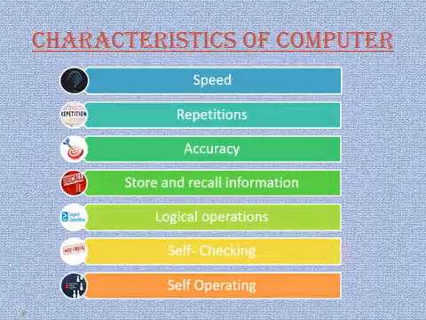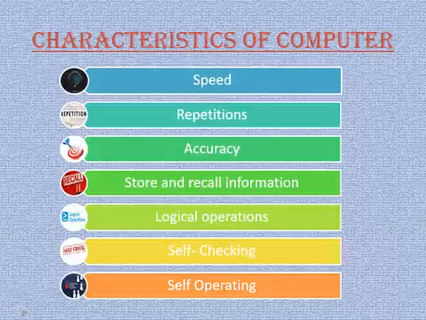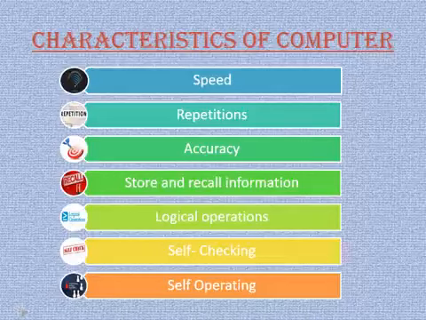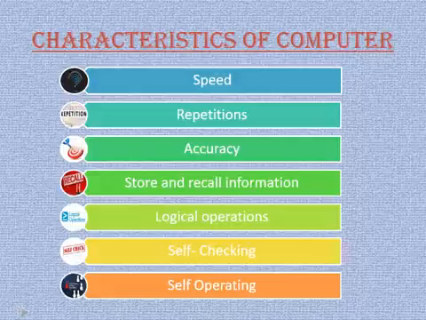Number 3. Accuracy. A computer's high-speed processing comes with high accuracy of results. No other system can have as much accuracy as a computer system. Number 4. Store and recall information. The computer is like the human brain and it can store facts, instructions and information and recall them when needed. Number 5. Logical operations. The computer can make decisions based on some conditions and take an alternative course of action.